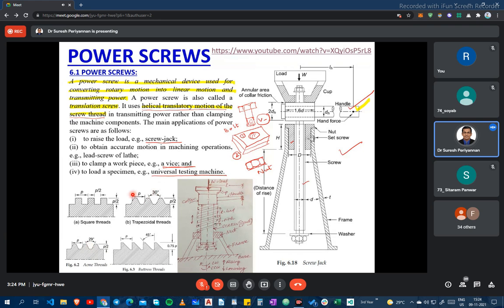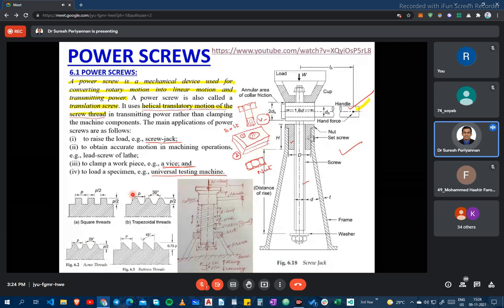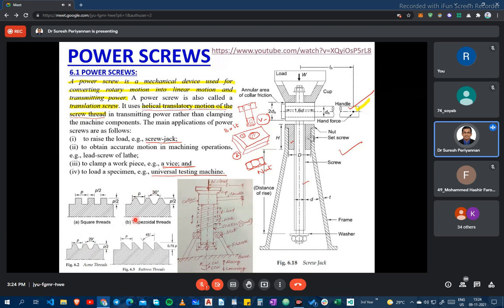We are using two popular types of threads in power screw applications: one is the square thread, and another one is the isometric trapezoidal thread. These are the popular thread types used in power screw applications. Now see here, we are comparing the efficiency of square threads and trapezoidal threads.